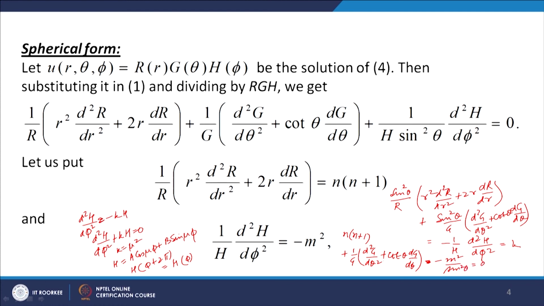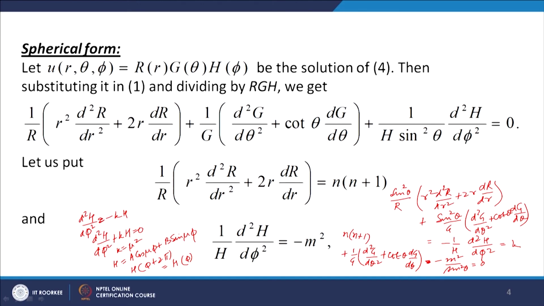So, this can be written as d squared G over d theta squared plus cot theta dG over d theta plus n into n plus 1 minus m squared upon sin squared theta into G equal to 0, which is Legendre's equation. We will discuss that later on, and let us see what we get when we write the radial equation equal to n into n plus 1.